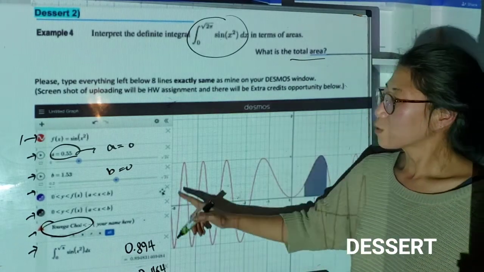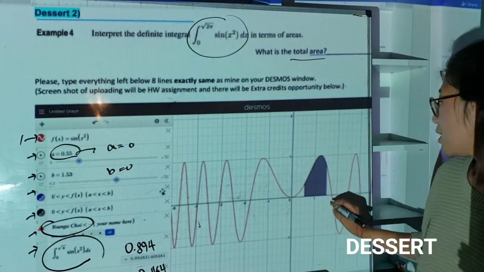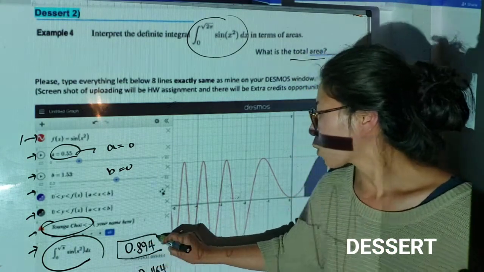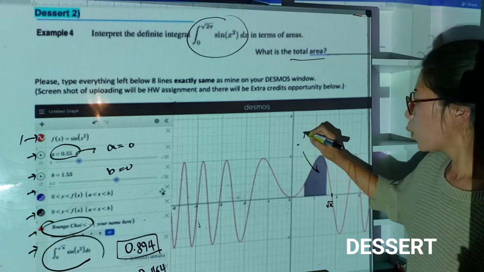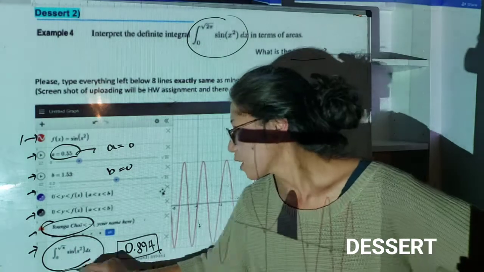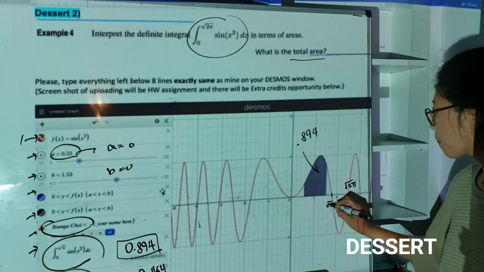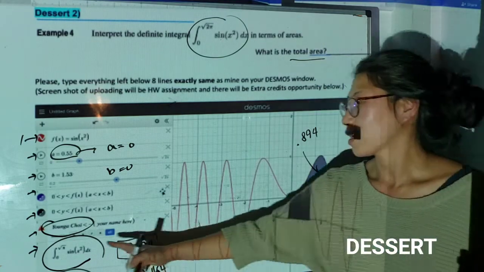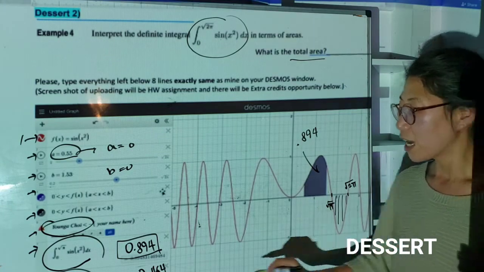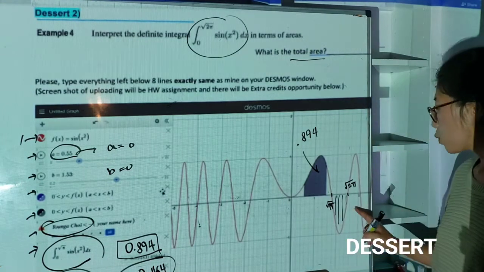So if you utilize Desmos, you see that the area from 0 to the square root of pi, this is the square root of pi, I found the area under the curve is 0.894. Then, as we mentioned, now we want to find the area from square root of pi to square root of 2 pi. Sorry, I read it as x. So square root 2 pi. Then since it's below the x-axis, as you guess, my area will be indicated as a negative number.